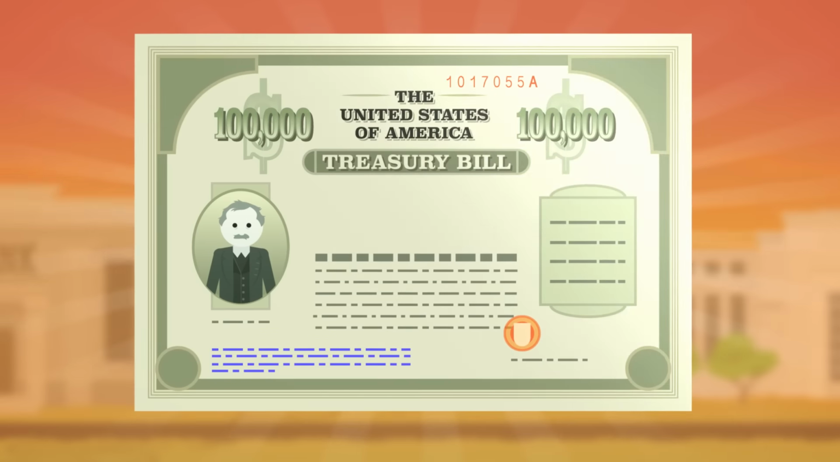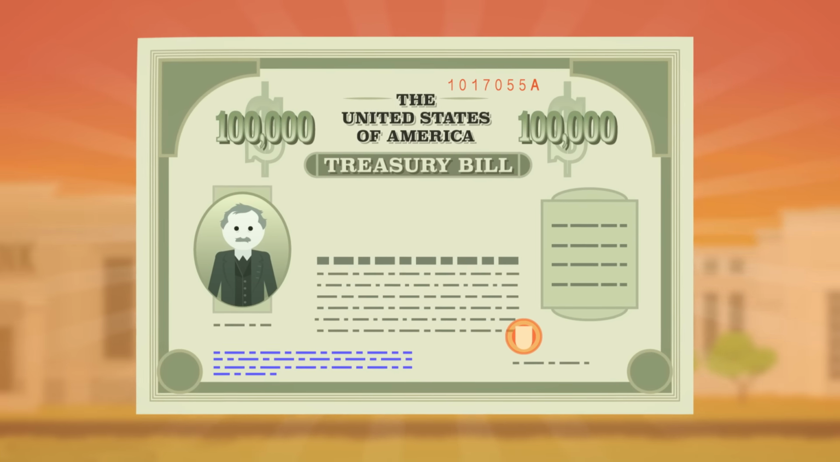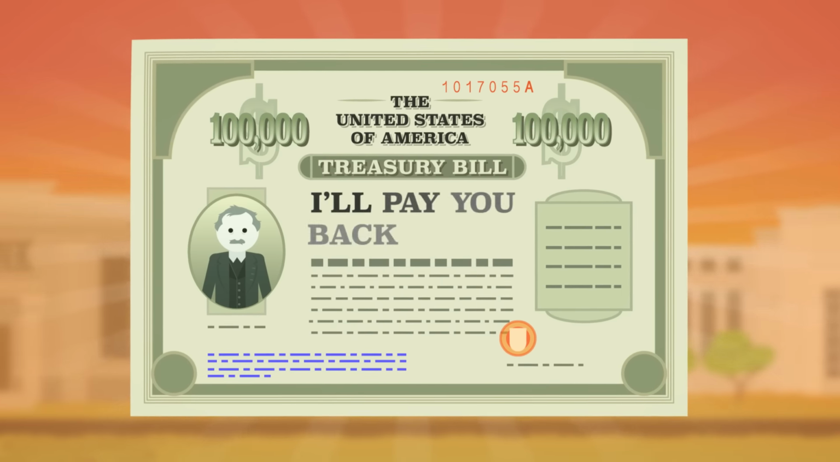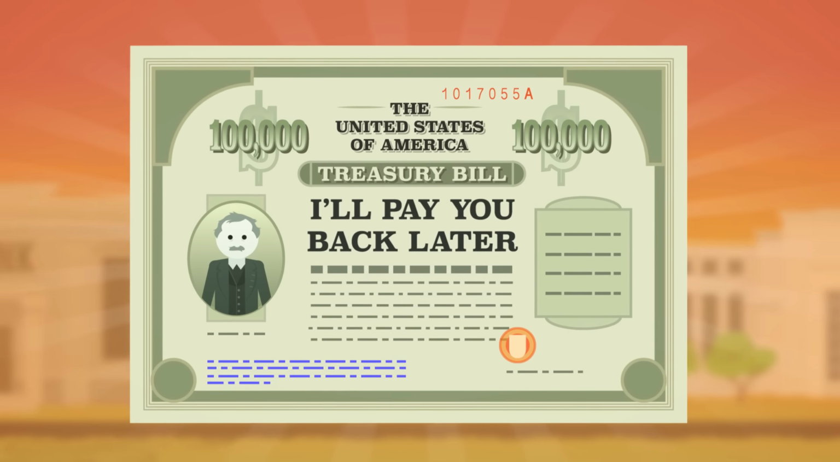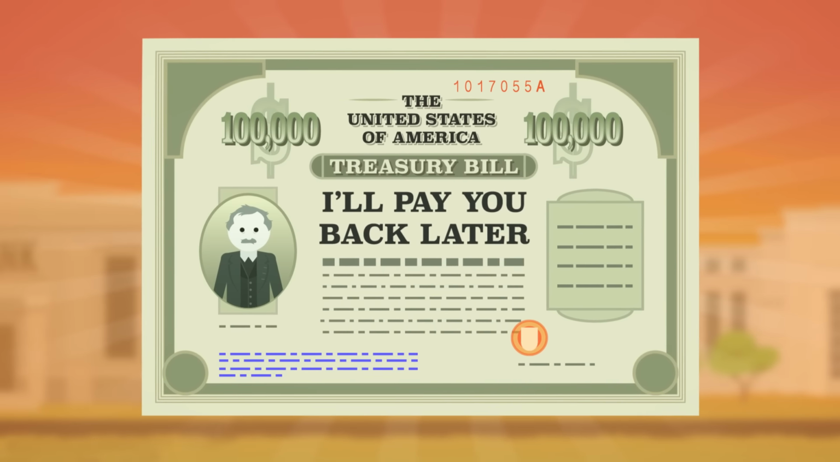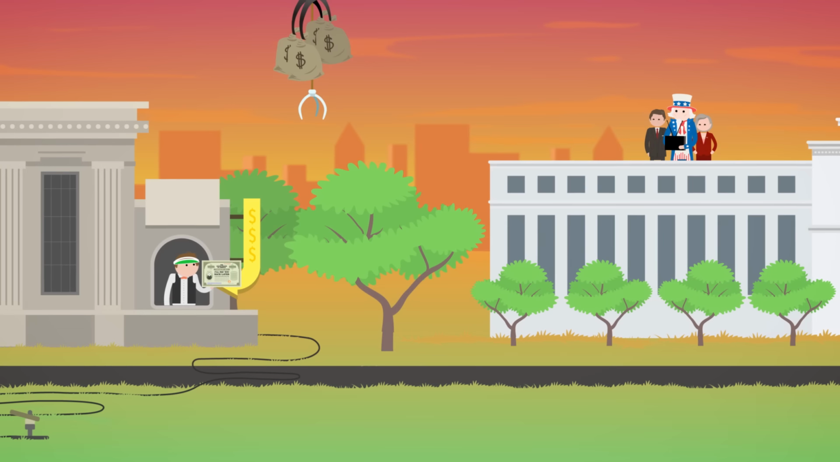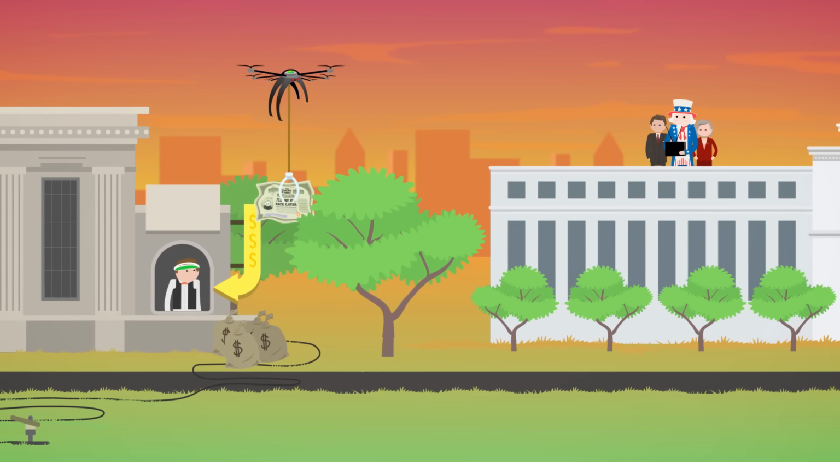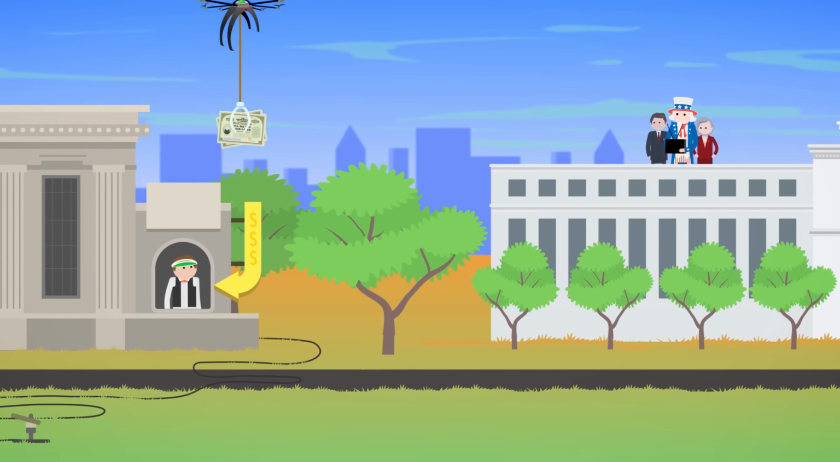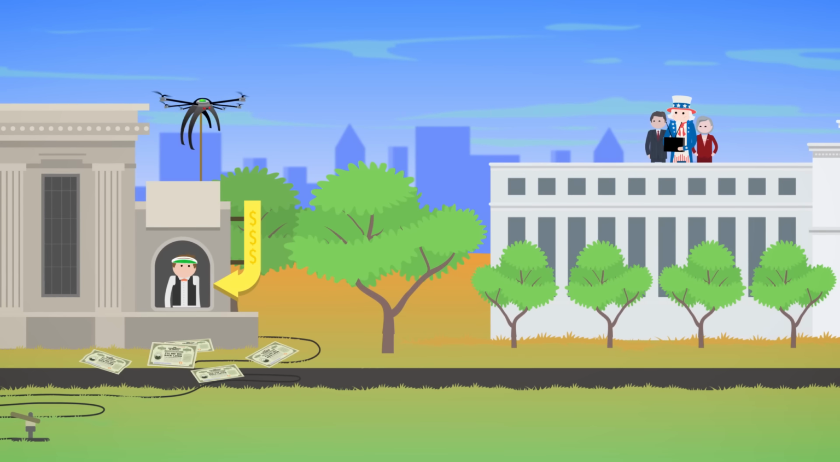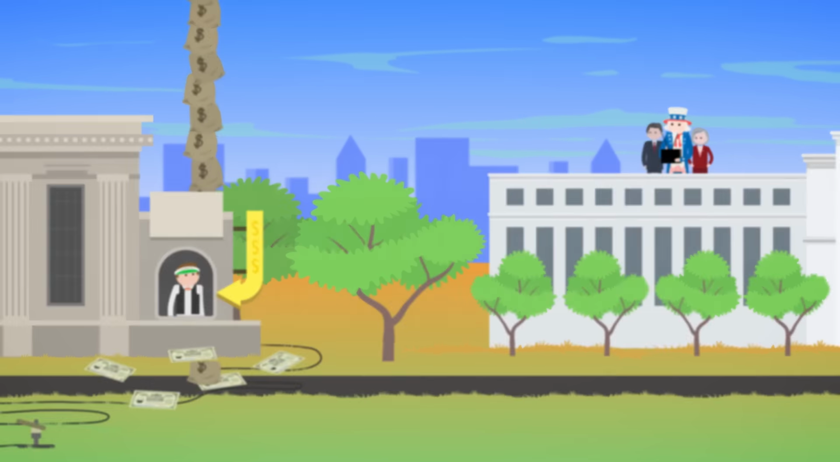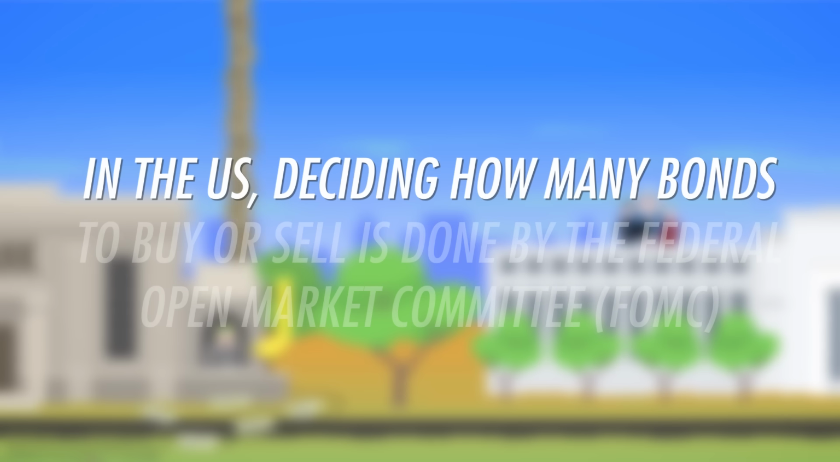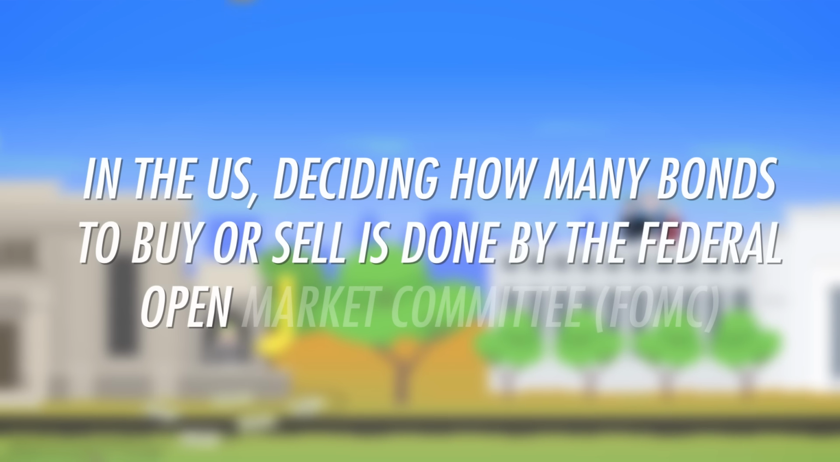Now, a government bond, or something called a treasury bill, is an IOU issued by the government that says, I'll pay you back later. Banks hold those bonds because they earn interest and are generally less risky than stocks. If the Fed buys these previously issued government bonds from a bank, it increases that bank's liquidity and increases the money supply. If the Fed issues more bonds, the banks will have less liquidity and less money to loan out, and that'll decrease the money supply. And in the US, deciding how many bonds to buy and sell is done by the Federal Open Market Committee.